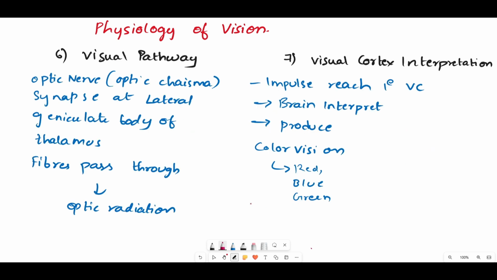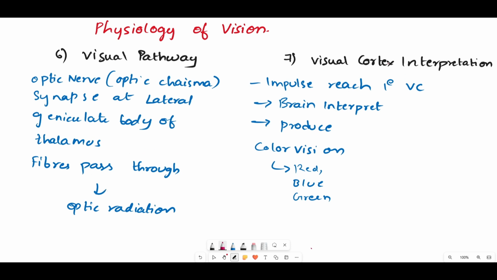So coming back to the last two steps, one is the visual pathway and the other is visual cortex interpretation. In the visual pathway, there is the optic nerve. This enters the optic chiasma, where there will be some partial decussation. Here the synapse. This further continues as the optic tract. There is a synapse at the lateral geniculate body of the thalamus. From there, the fibers pass through the optic radiation.